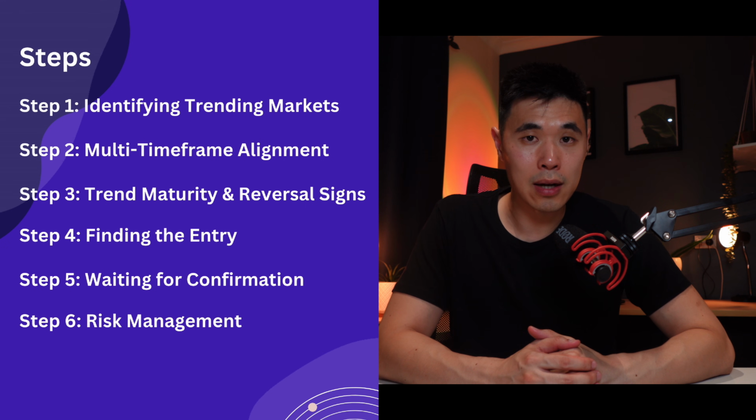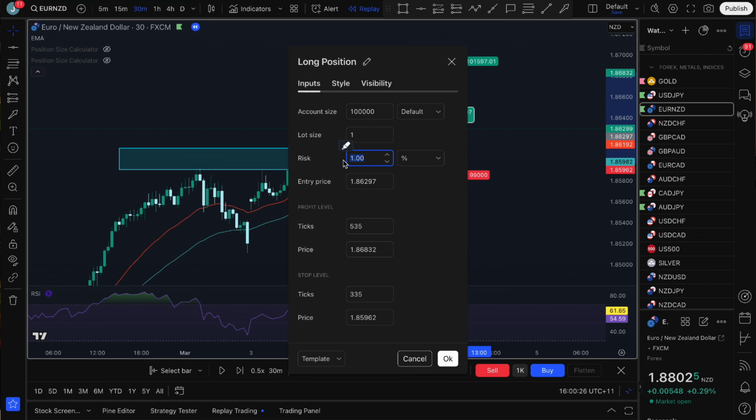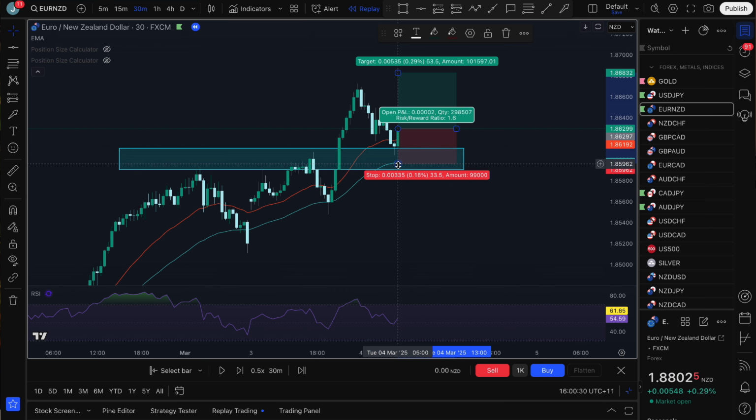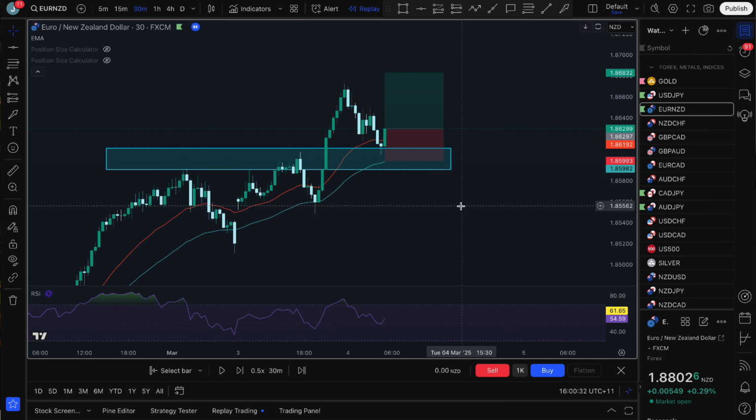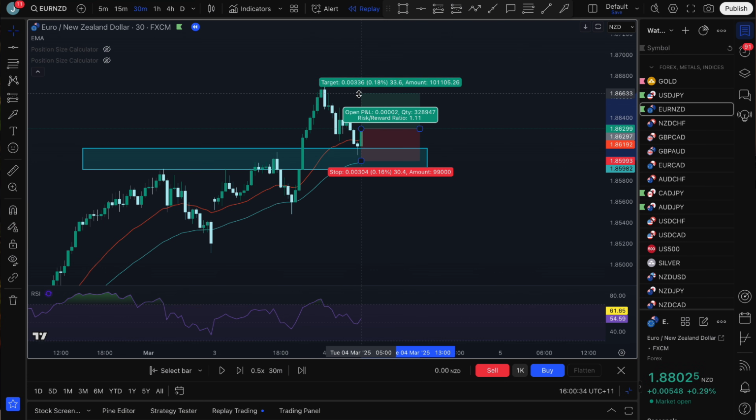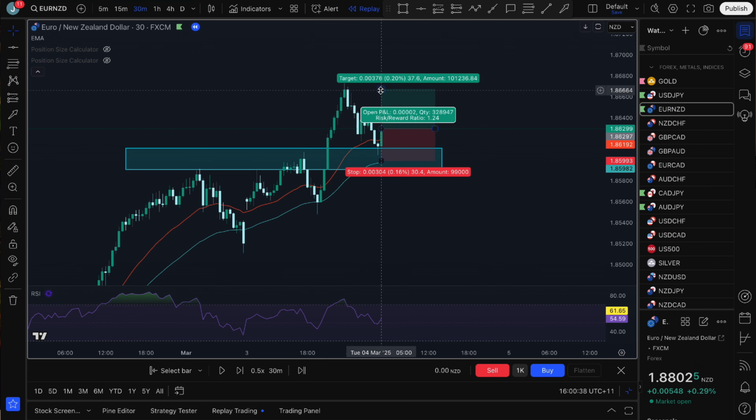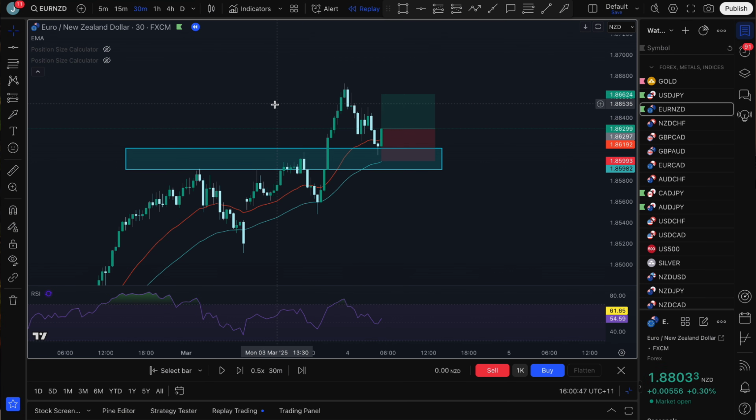So step 6 is all about risk management. And for my prop firm accounts, risk management is really key. I usually risk less than 1% per trade, and my stop loss is usually below the previous structure or 30 pips away. My take profit is set before the previous swing high. And in terms of risk to reward, I usually aim for a 1 to 2 or a 1 to 3 risk to reward. However, if that's not possible and it's still a good trade, I will take a 1 to 1 risk to reward, but never lower than 1 to 1.